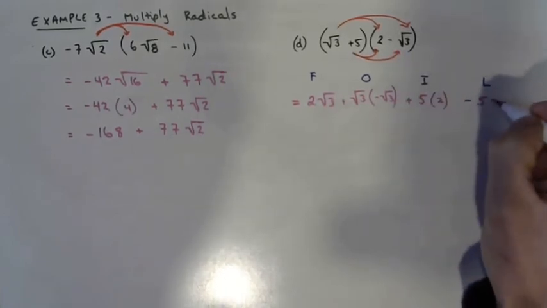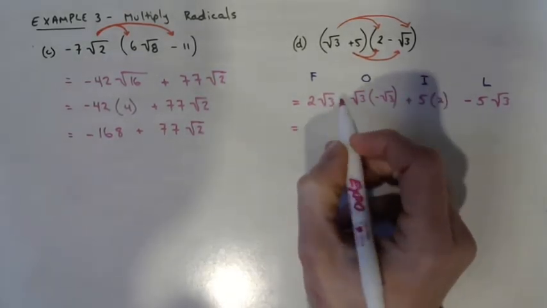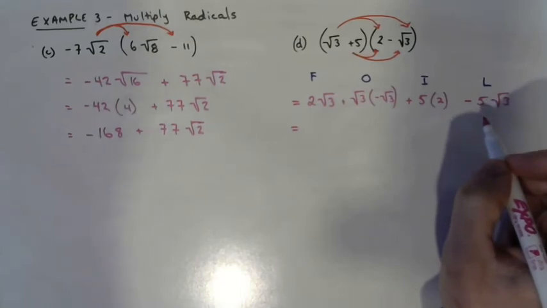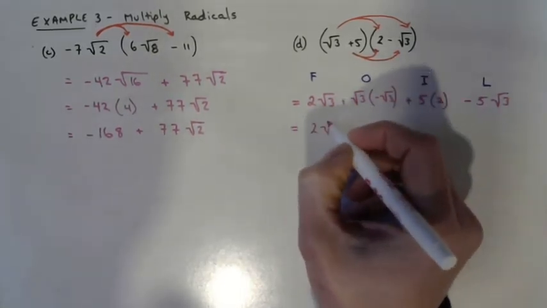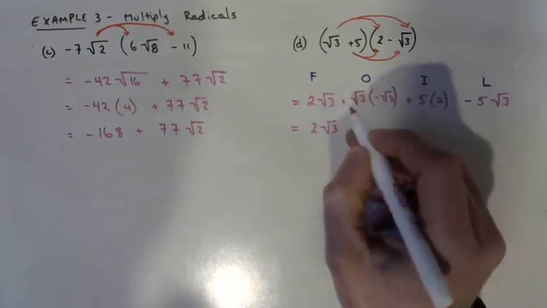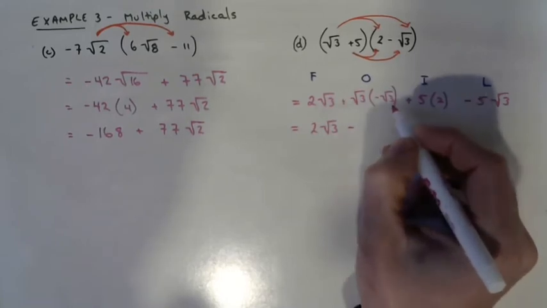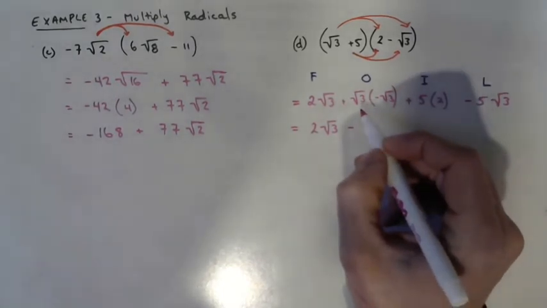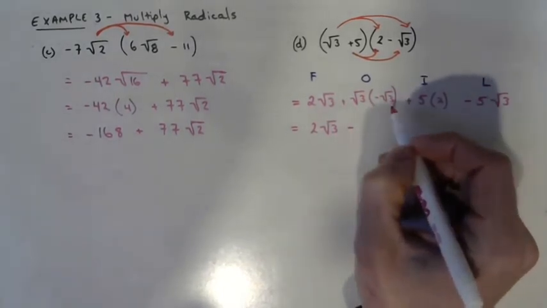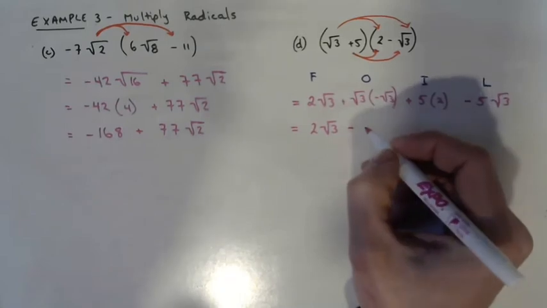Negative 5 radical 3. Simplifying. I see some like terms that I could group right away. I'm going to go ahead and simplify the in-between pieces first, okay? 2 radical 3. This is a positive times a negative, so it's negative, and it's radical 3 times radical 3, which is radical 9, which is 3. Okay? Another way to say that is, look, you're taking the square root of 3, multiplying it by the square root of 3. Well, the square root of 3 is a number times itself is 3. Well, if I times it by itself, it's going to be 3.